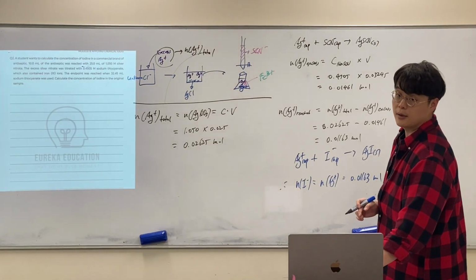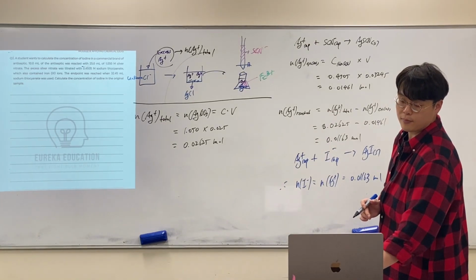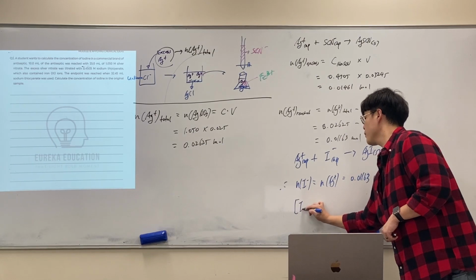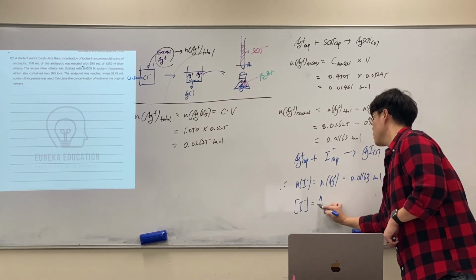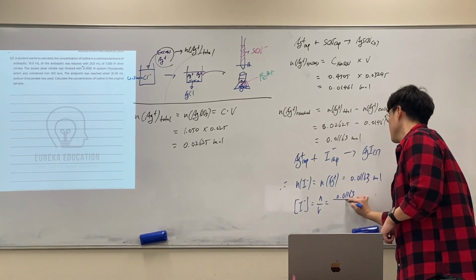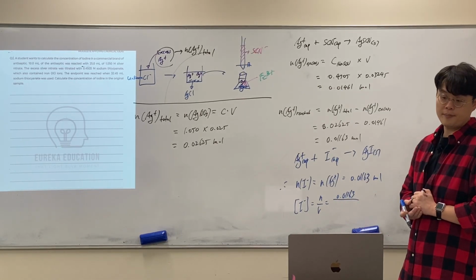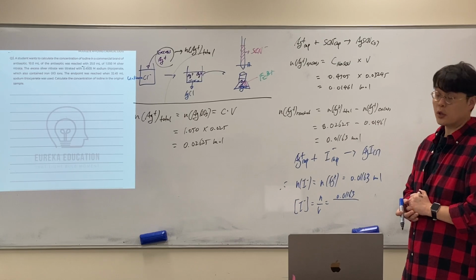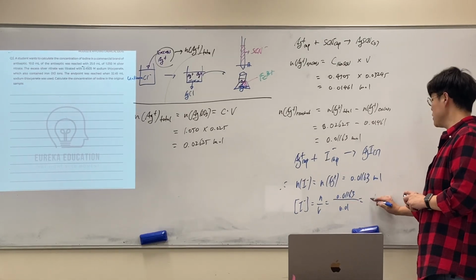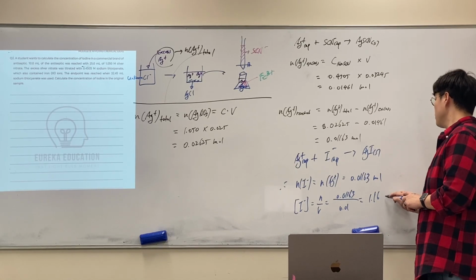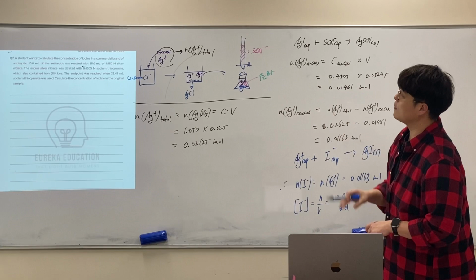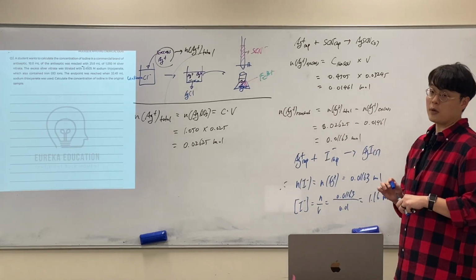Are we done? Yes, we need to find the concentration. By what? C equals N over V, 0.01163. Show me. Volume. What's the volume? You should get 1.16 mole per liter in given three specific values too. From 4 and 3, choose 3.